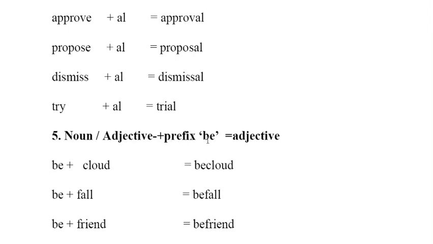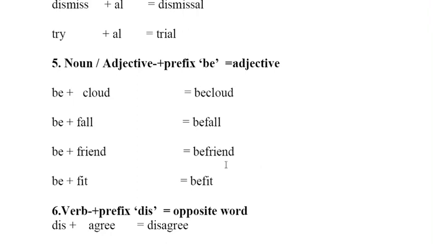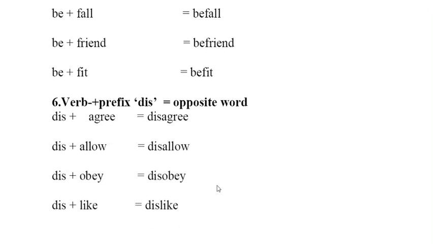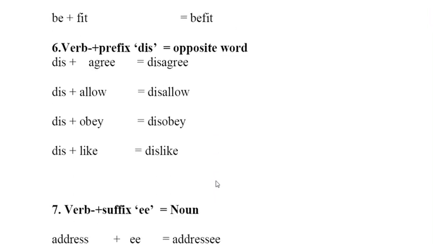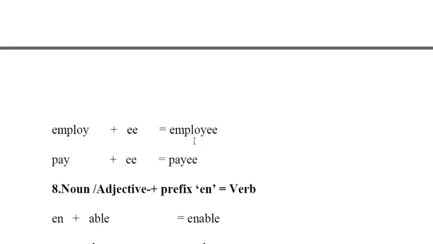Noun plus adjective prefix be. Cloud, becloud. Fall, befall. Friend, befriend. Fit, befit. Verb plus prefix dis. Agree plus dis, disagree. Allow plus dis, disallow. Obey plus dis, disobey. Like plus dis, dislike. Next rule 7, it says double E as suffix is added with a verb and it becomes a noun. Address plus ee, addressee. Allot plus ee, allottee. Employ plus ee, employee. Pay plus ee, payee.